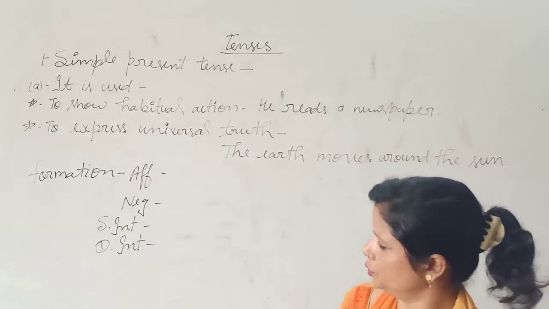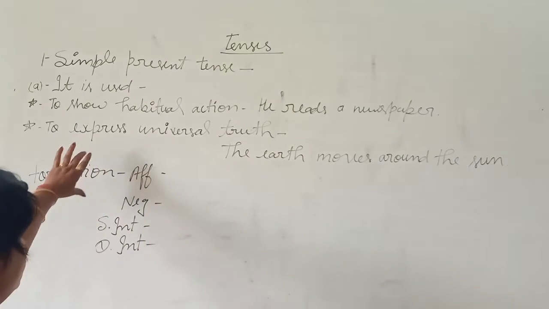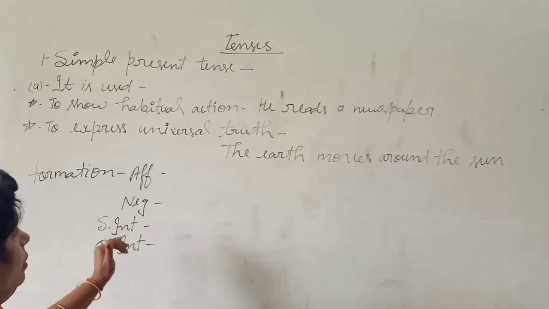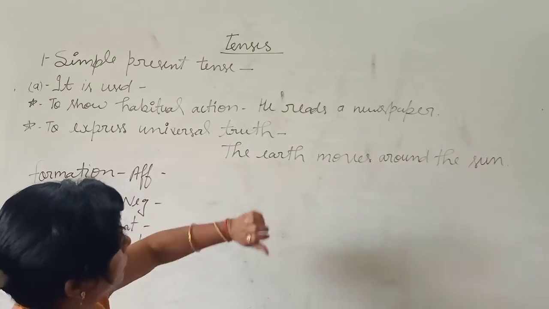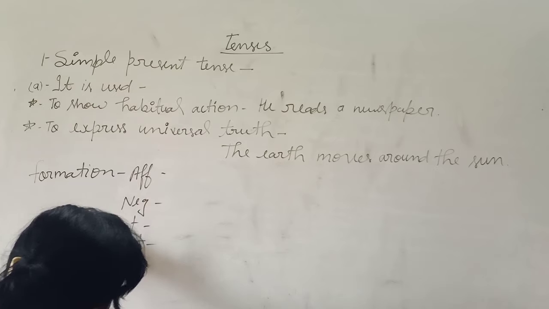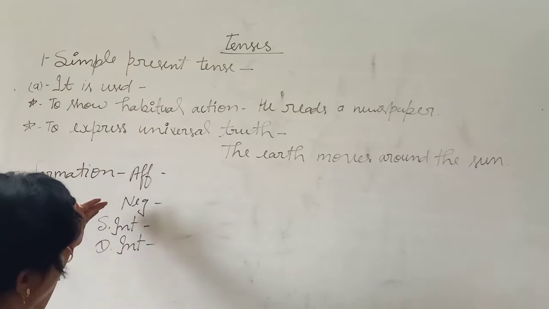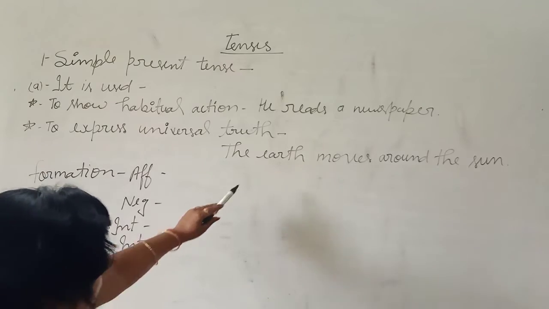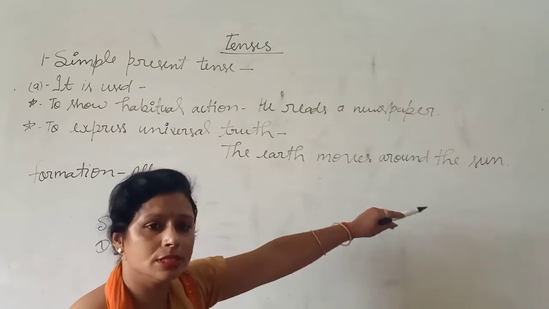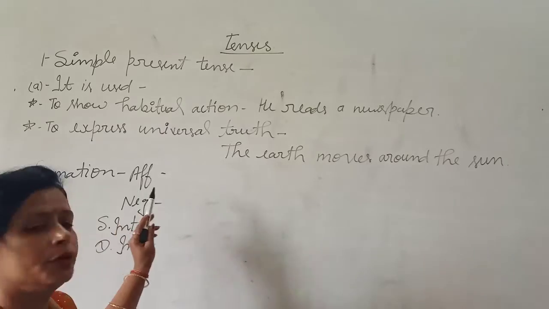So now I am telling you the formation of this tense. First, I am taking the affirmative sentence. There are four kinds of sentence: affirmative, negative, single interrogative, and double interrogative. Right? So the first one, the earth moves around the sun, is an example of an affirmative sentence.